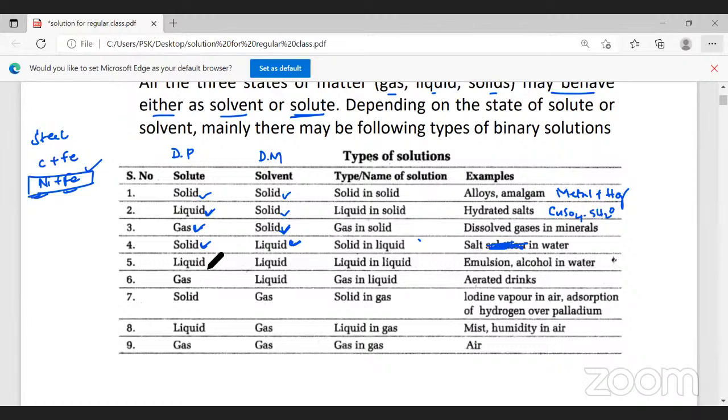Now next, solute is a liquid, solvent is also a liquid. Alcohol in water. Alcohol is also a liquid, water is also a liquid. So alcohol in water.